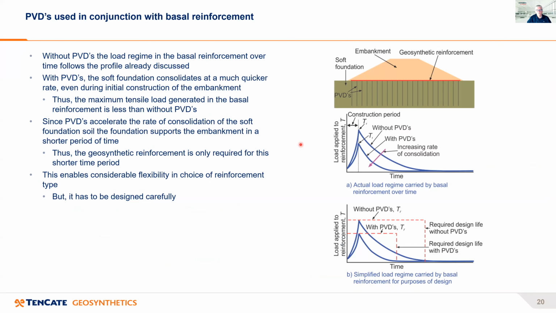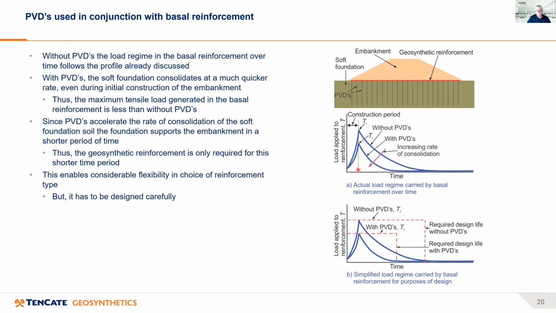Now, when you use wick drains in conjunction with basal reinforcement, the load profile in the basal reinforcement follows generally what occurs if no wick drains are used. So, for example, we've seen this chart before. We have the upper blue line. As you build up the embankment, this load in the basal reinforcement increases with time. It reaches a maximum when the embankment is completed, and then over time the load drops off in the basal reinforcement as the soft foundation soil consolidates.